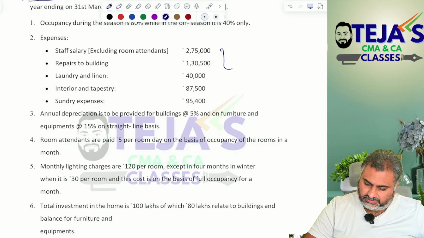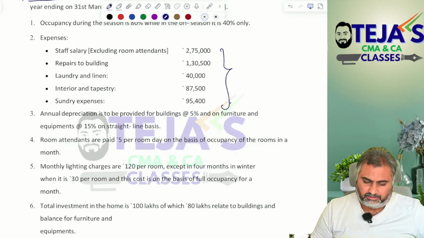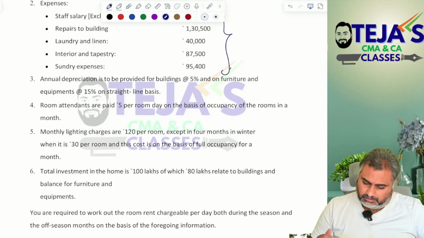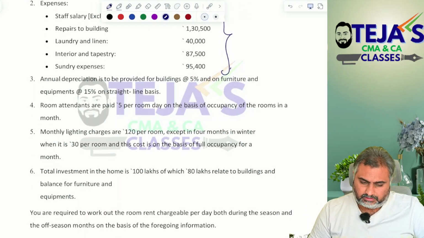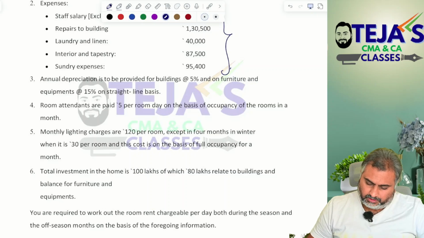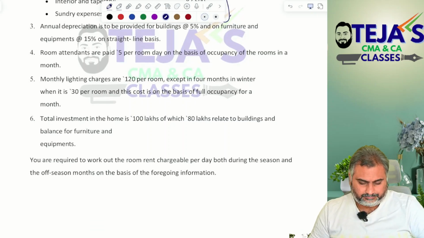So now first we need to calculate all these things, and even depreciation also I need to find out. We'll go for working notes for that also.